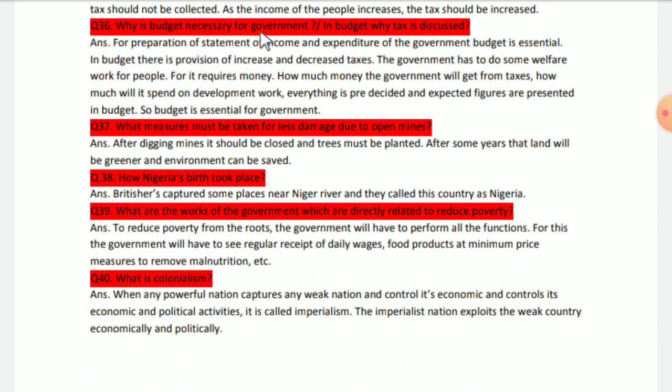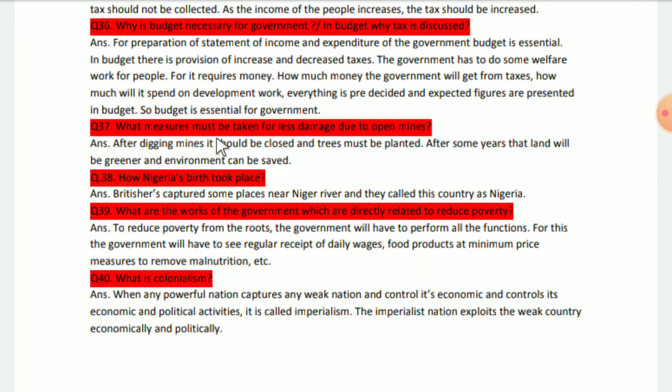Why is budget necessary for government? In budget, why is tax discussed? For preparation of statement of income and expenditure of the government, budget is essential. In budget, there is provision of increase and decrease of taxes. The government has to do some welfare work for people, for which it requires money. How much money the government will get from taxes, how much will it spend on development work, everything is pre-decided and expected. Figures are presented in budget. So budget is essential for government.